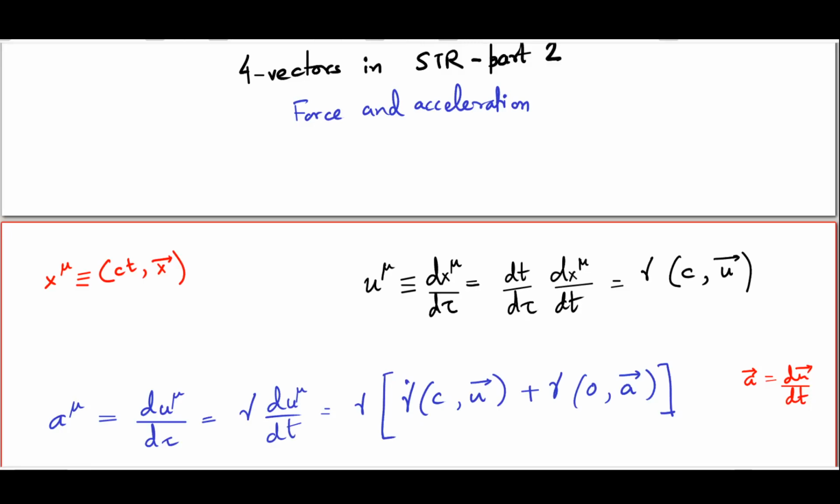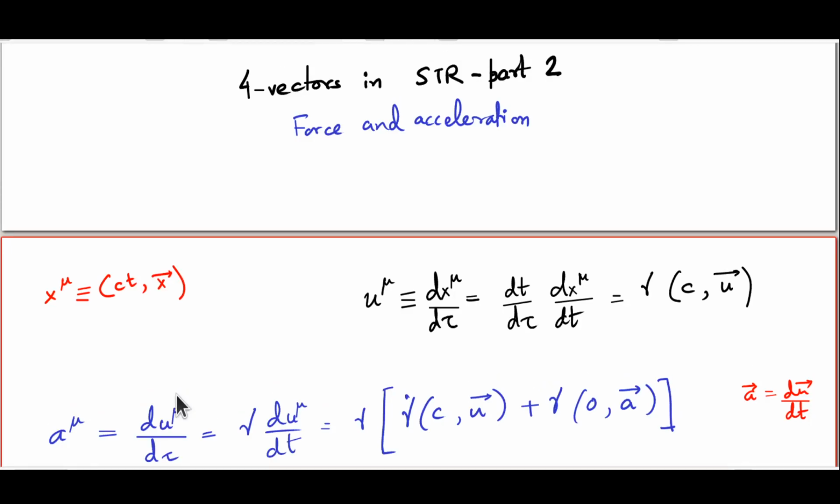Now u^μ's derivative of course has two terms, one in which gamma gets differentiated. So you have gamma dot times (c, u), plus gamma times the derivative of (c, u). Now the derivative of c is of course 0. And u's derivative with respect to time is our familiar 3 acceleration, the familiar acceleration in the 3-dimensional world, a.